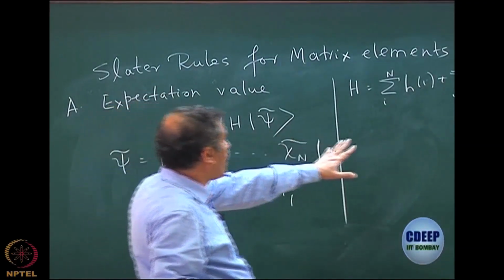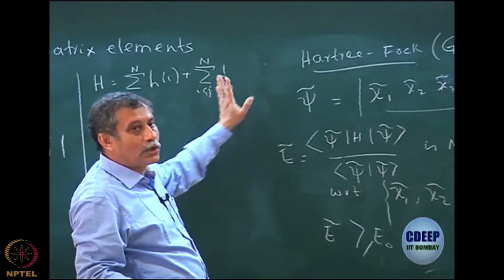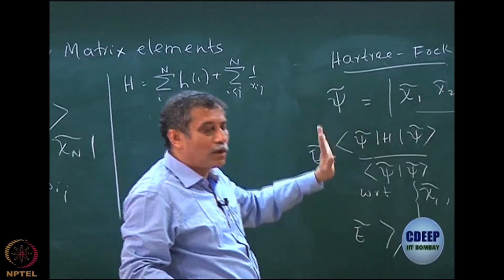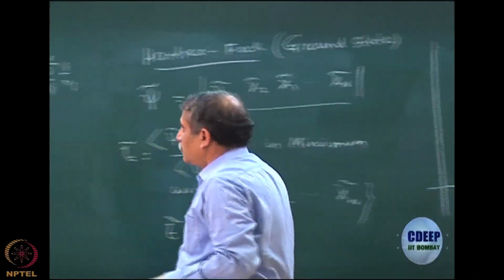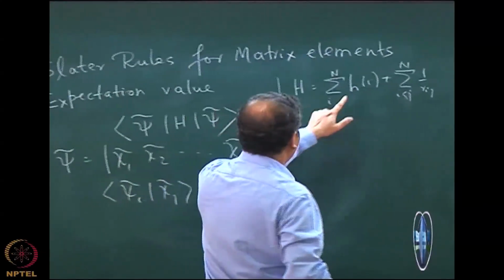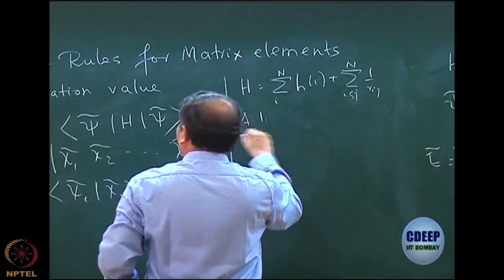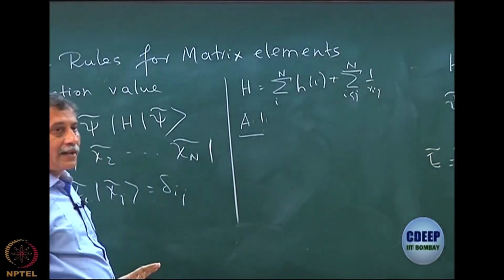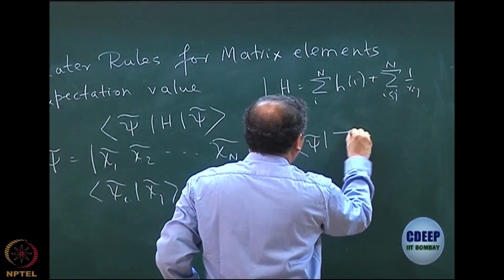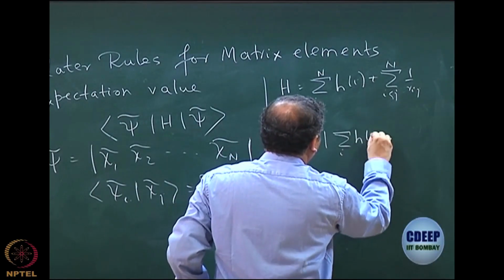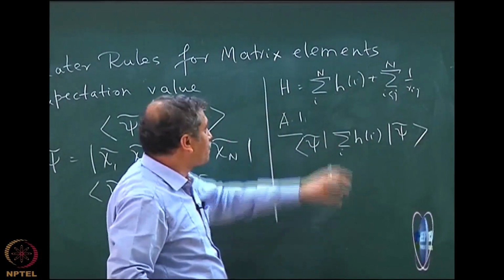Remember, the total Hamiltonian has only a sum of one-electron terms and a sum of two-electron terms. There is no three-electron or four-electron term because it's a Coulomb interaction. So that's the hallmark of Coulomb interactions. Okay. So I have two parts to this Hamiltonian, this and this. So let me call this A.1 within A. So A.1 is just psi tilde, sum over h of i, psi tilde. So the first part I am doing.